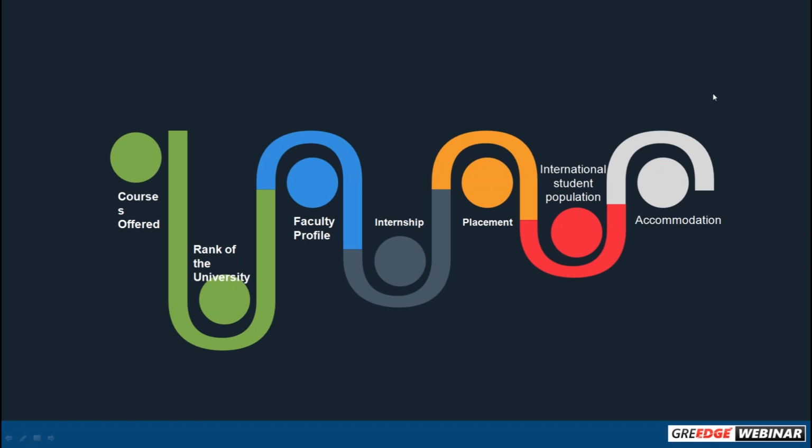Look into internship, placement, and international population, which is very important, because when you're working there, you have to understand what kind of students they are. It also gives an idea: if there are too many Indians and international students, you can understand the university is very reputed and famous, and you can apply there for sure. But that shouldn't be the only criterion.